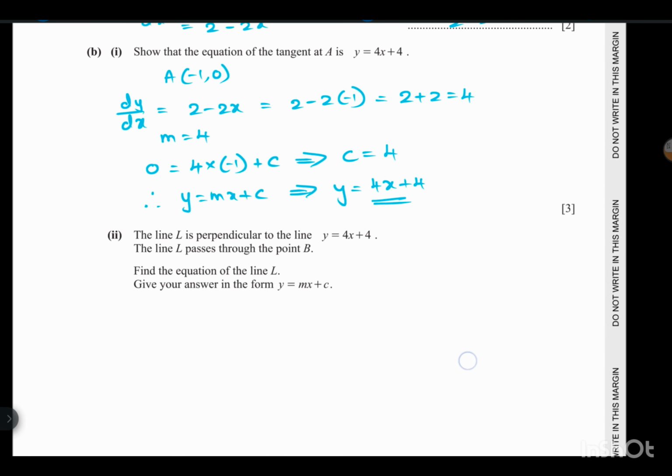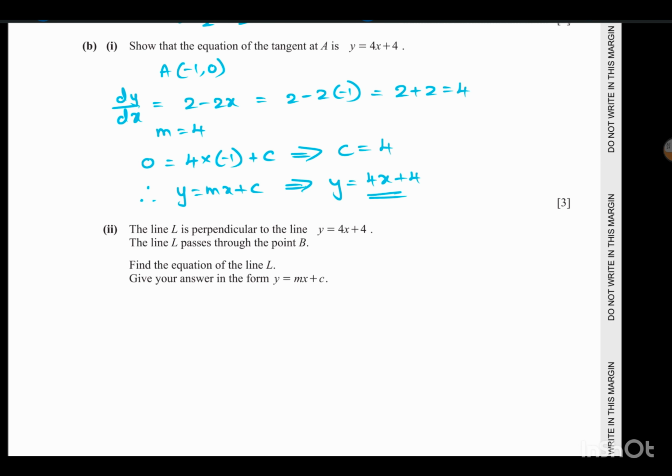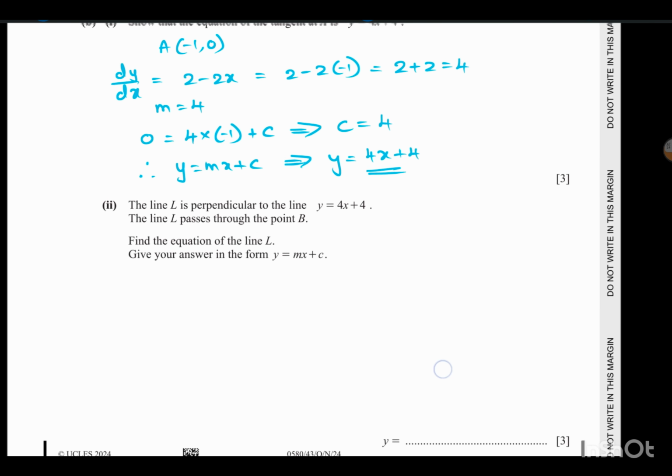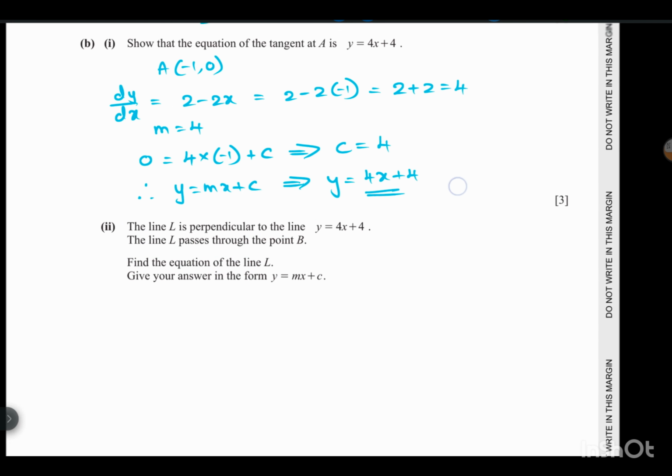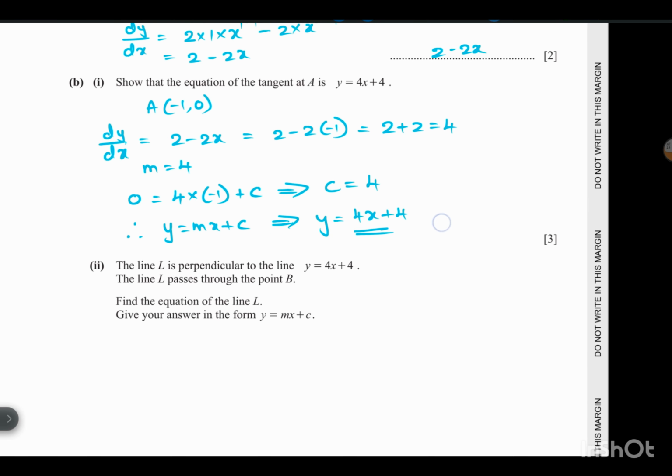B2 has to be done. Now B2, you have to find out. Let me read the question. The line L is perpendicular to line y is equal to 4x plus 4. The line L passes through the point B. Find the equation of the line L. Give your answer in the form of y is equal to mx plus c. Now what is B? Let me first see what B is. B is 2, 3.